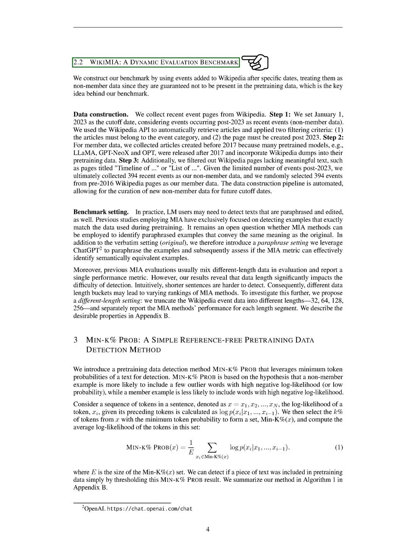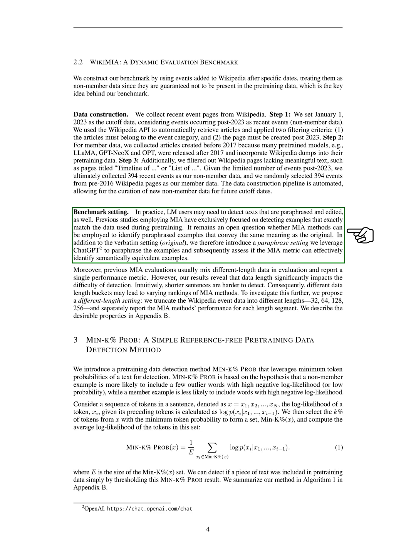Section: Benchmark setting. We're going to discuss a benchmark setting that's used in practice. Often, users of language models, LMs, need to identify texts that have been paraphrased or edited. Previous research using membership inference attacks, MIA, has only focused on detecting examples that are identical to the data used during pre-training. It's still unclear whether MIA methods can be used to identify paraphrased examples that have the same meaning as the original. So, in addition to the original setting, we're introducing a paraphrase setting.